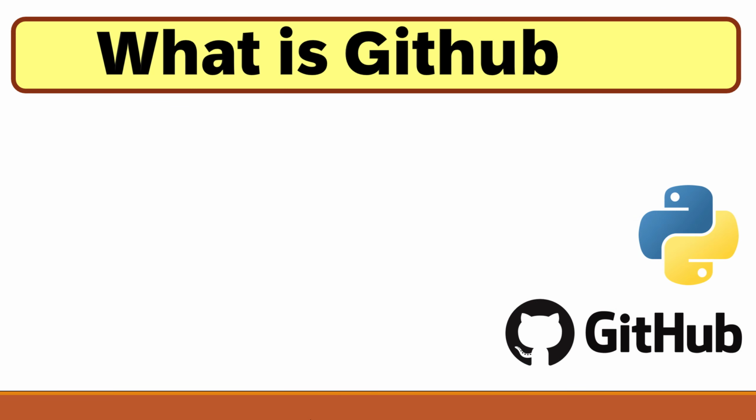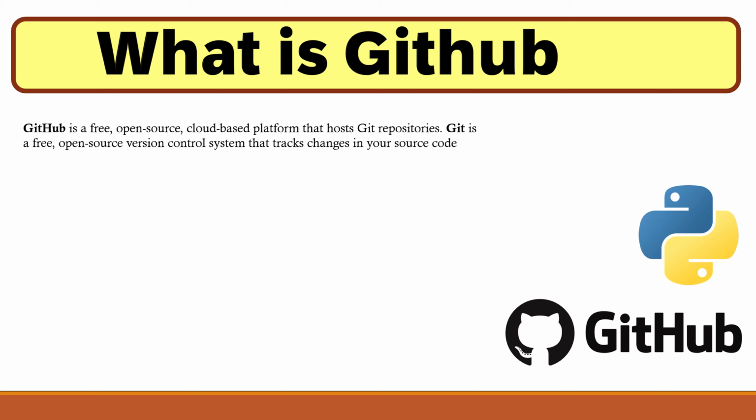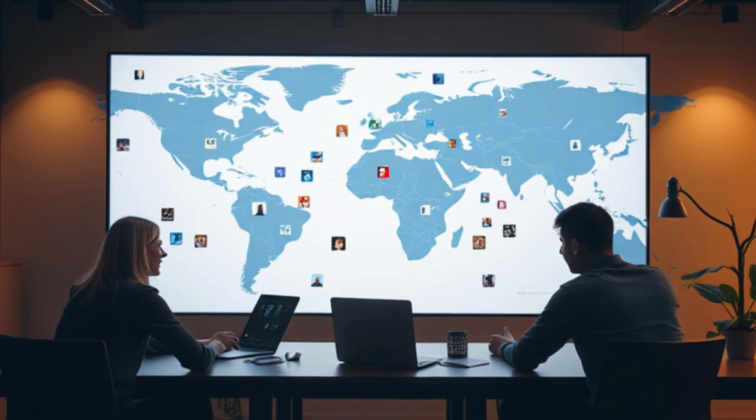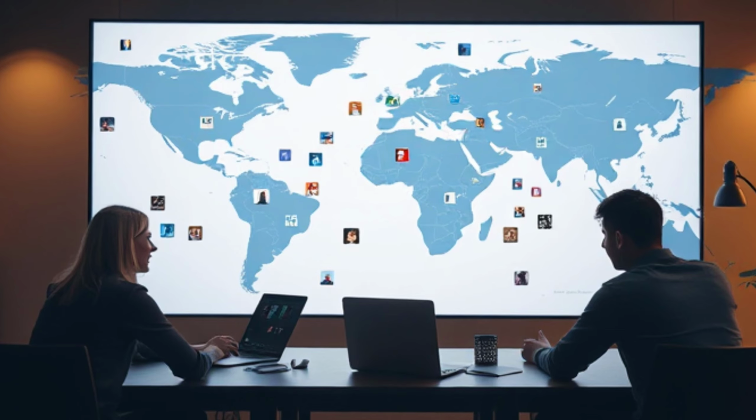What is GitHub? GitHub provides a platform for developers to host, manage and collaborate on code repositories. Git is a free and open source version control software that tracks changes to your source code. GitHub allows for real-time collaboration and is accessible from anywhere in the world, which enables teams to work together effectively.